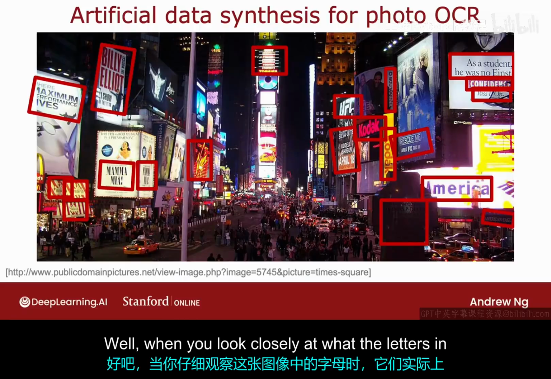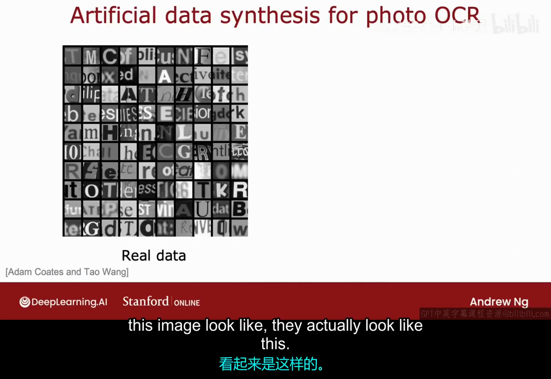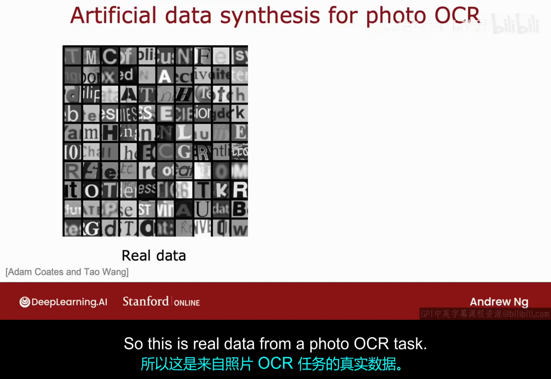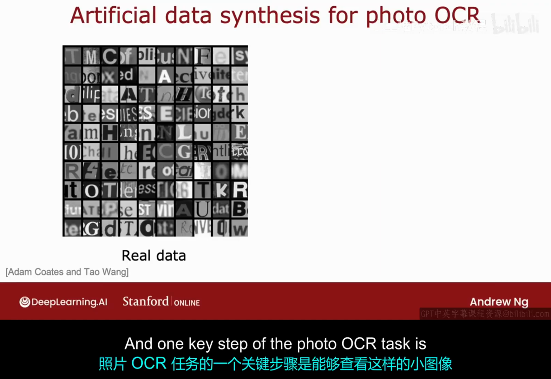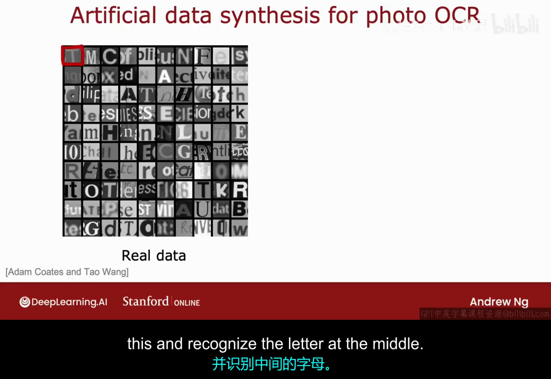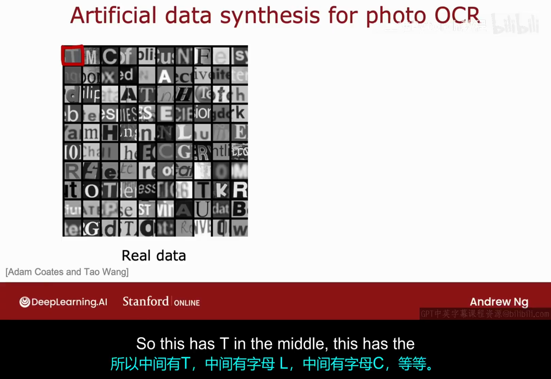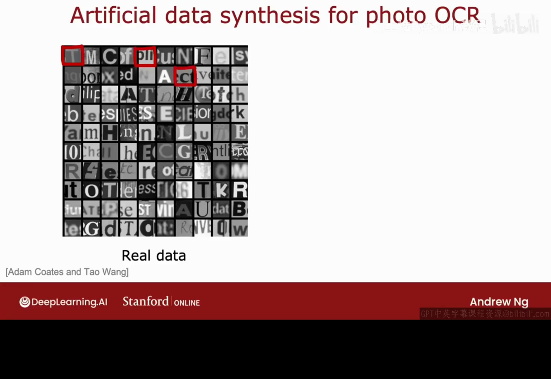Well, when you look closely at what the letters in this image look like, they actually look like this. So this is real data from a photo OCR task. And one key step of the photo OCR task is to be able to look at a little image like this and recognize the letter at the middle. So this has T in the middle. This has the letter L in the middle. This has the letter C in the middle, and so on.